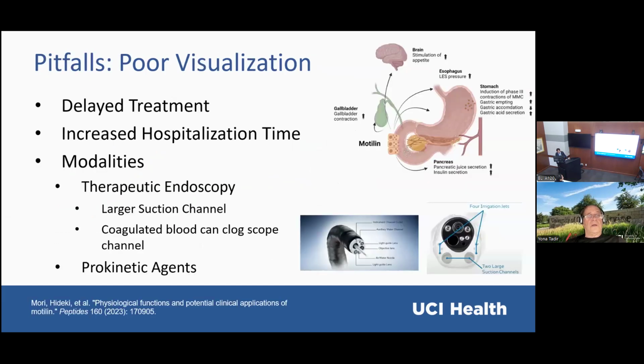But that's my first pitfall. If we could have identified this bleed from the first endoscopy, would this have been necessary? If I can't localize the bleed, there's delayed treatment, increased hospitalization time. The current modalities that we have is we can use a therapeutic endoscope. It has a larger suction channel, but this is coagulated blood. Even if I keep sucking it, it's going to clog the channel eventually. And we can come back, we can give prokinetic agents such as erythromycin that can stimulate the stomach to push out the blood, but that takes time, and we have to come back in 24 hours to relocate the bleed.